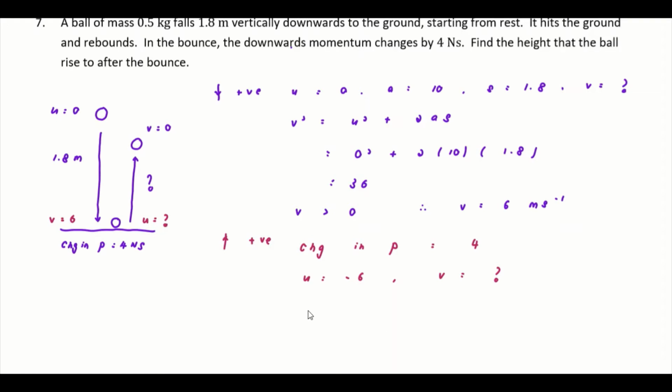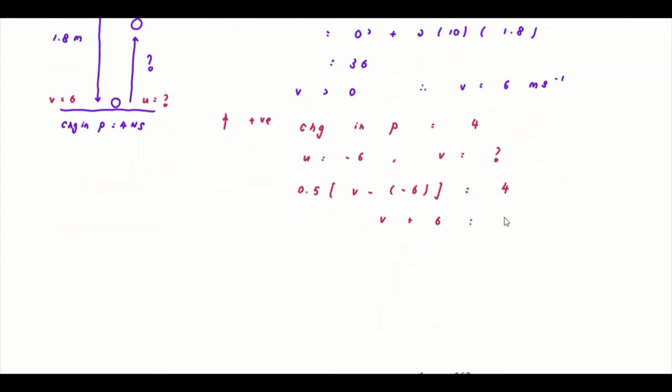Okay, so the change in P, so M, and then after that, V is what we want to find, minus of -6, then 4. Okay, so the mass is 0.5, so we can straight away write down 0.5 here. So bring 0.5 over, then we have V plus 6 equal to 4 divided by 0.5, so that gives us 8. So V is equal to 2 meter per second. Okay, so which means this is going to be our initial velocity for our second stage.